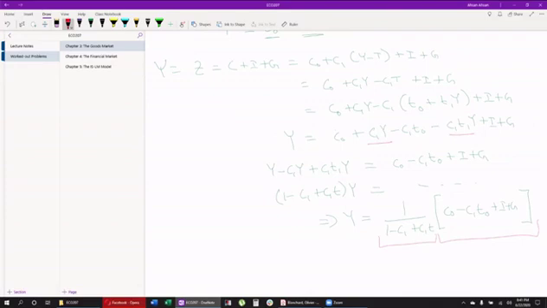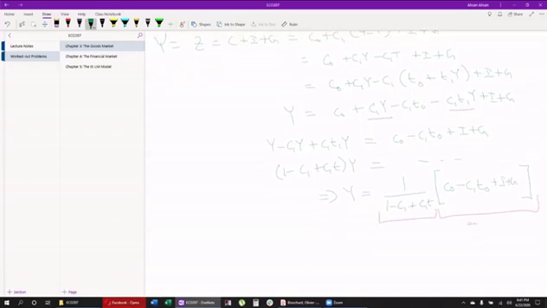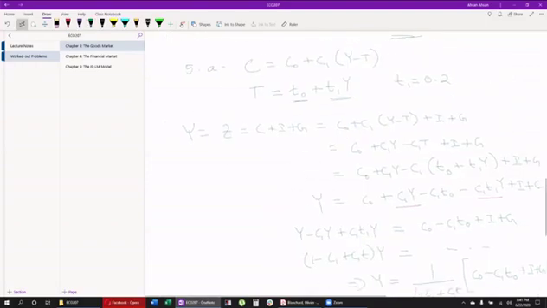So our multiplier used to be 1 divided by 1 minus C1. So now we just have an additional part. I'm just writing this in new ink so that it's easier to notice. That's the new part. And this is our equilibrium output. So this is the autonomous part, and this is the multiplier. Okay, so this is part A.